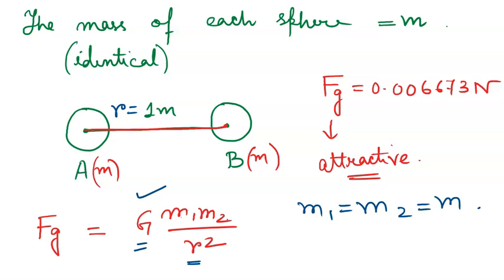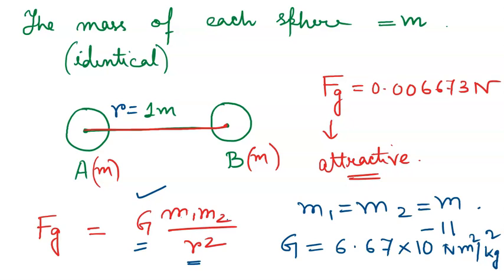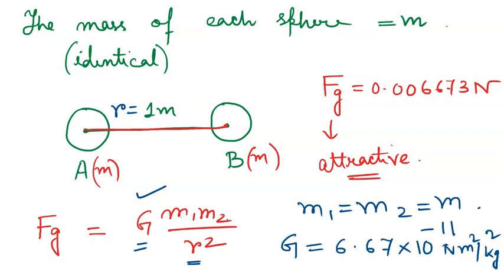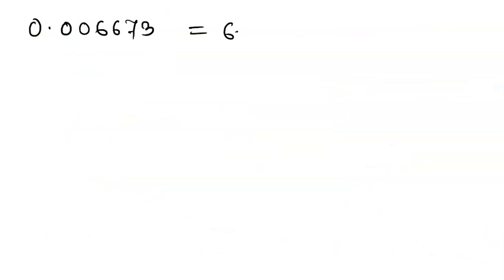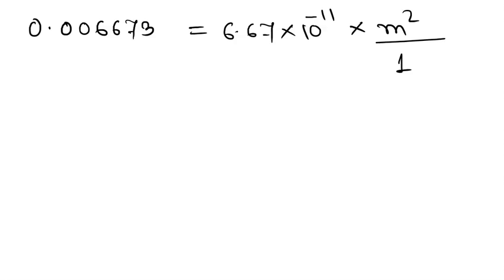And capital G is the universal gravitational constant, where G is equal to 6.67 into 10 to the power minus 11 Newton meter square per kg square. Now we have to substitute all the values and find the value of the mass. So Fg is given as 0.006673. Capital G is 6.67 into 10 to the power minus 11, then m1 into m2, so it will be m square, and r square will be 1 meter, so 1 square.